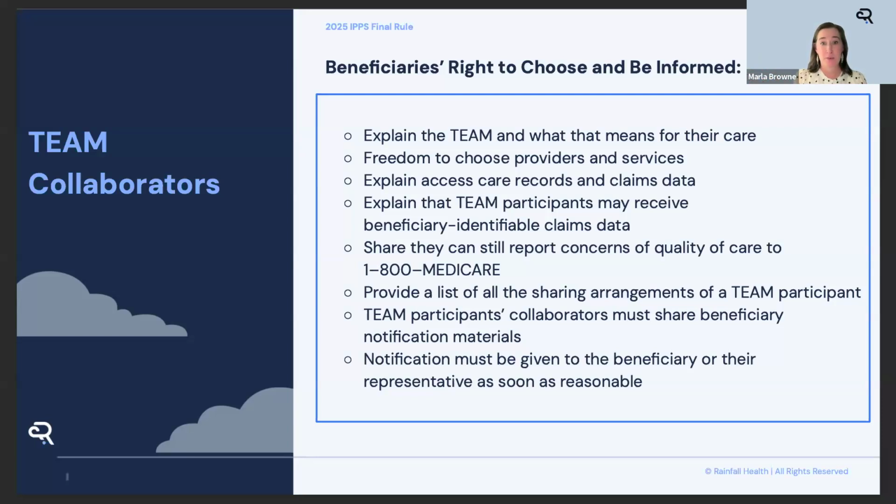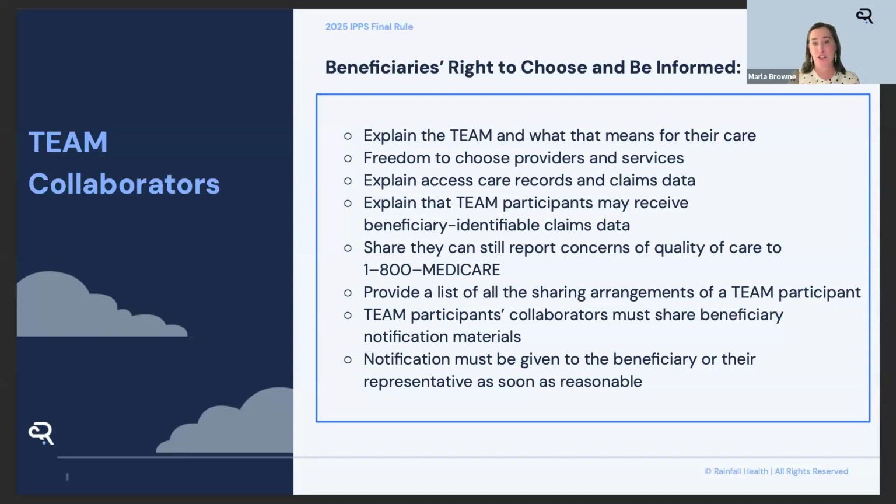TEAM participants also must require all of their collaborators to share beneficiary notification materials as well. These have to be written notices, applicable to the TEAM beneficiary, and they have to share more about the sharing arrangement, disclosing the basic quality and payment incentives under the model between the two entities. These notices must be provided by the collaborator no later than when the beneficiary first receives an item or service from the TEAM collaborator during an episode. So it's got to be day one.